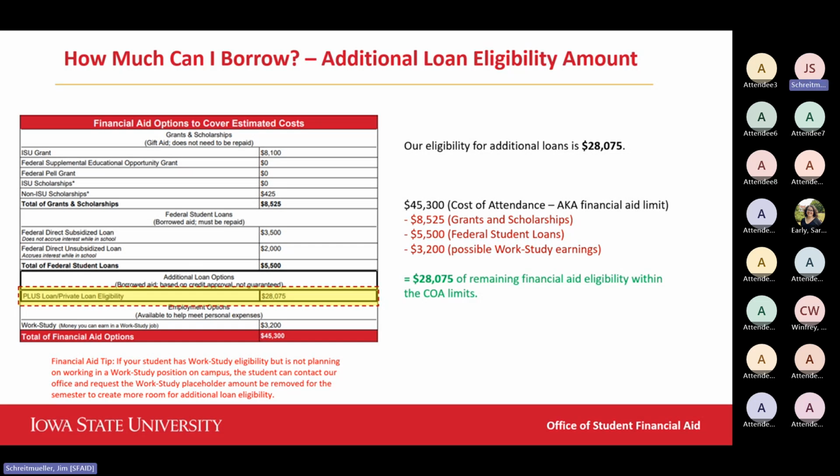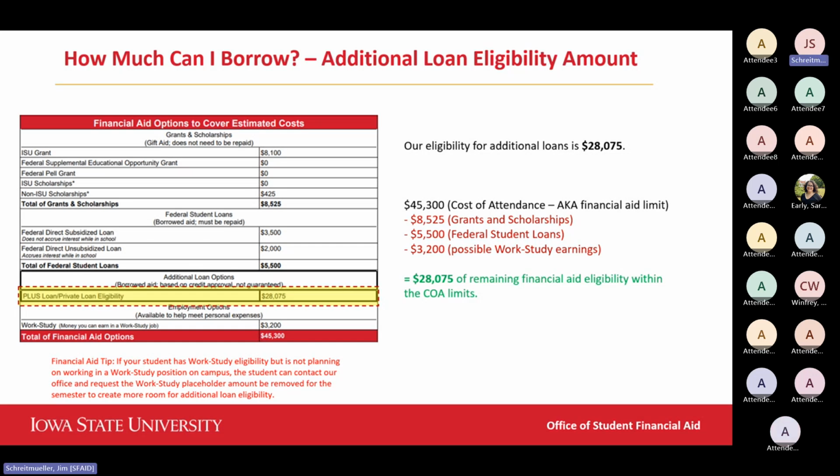As a tip, real quick, if your student has work study eligibility but isn't planning on working in a work study position on campus, the student can contact our office and request that the work study placeholder amount is removed or possibly reduced for the semester to create more room for additional loan eligibility. But that's something they'd have to request and that our office does for them to get you that additional loan eligibility.